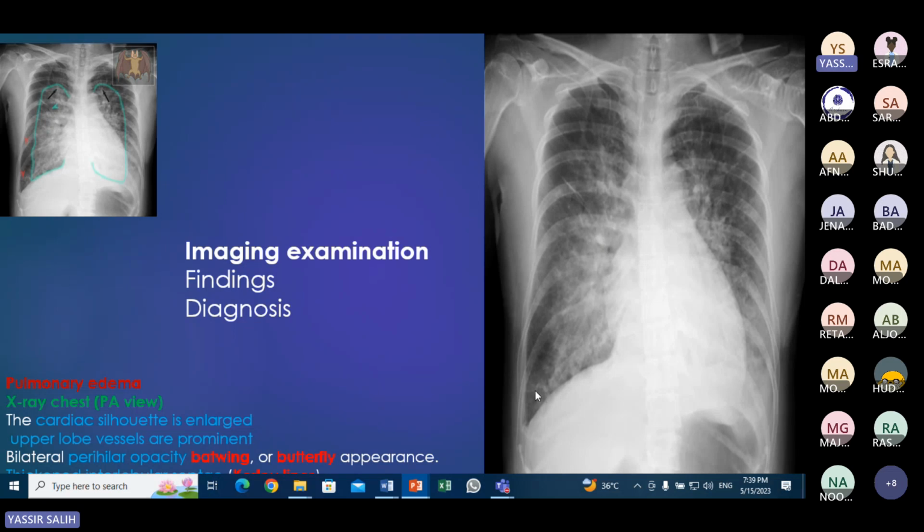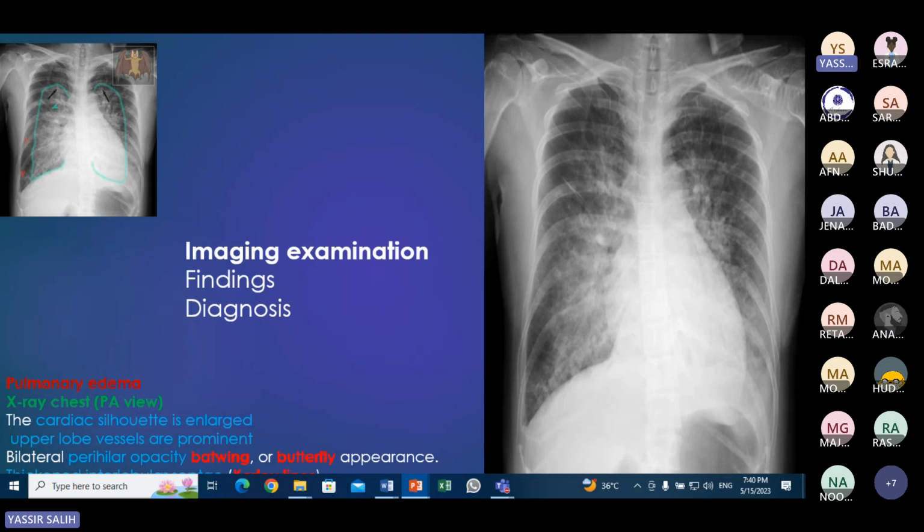thickening of the septal lines, which they call Kerley B lines. There is a faint horizontal line here that is hard to see unless you magnify the image: horizontal line thickening of the interlobular fissure. What is the diagnosis? Pulmonary edema. This is pulmonary edema.